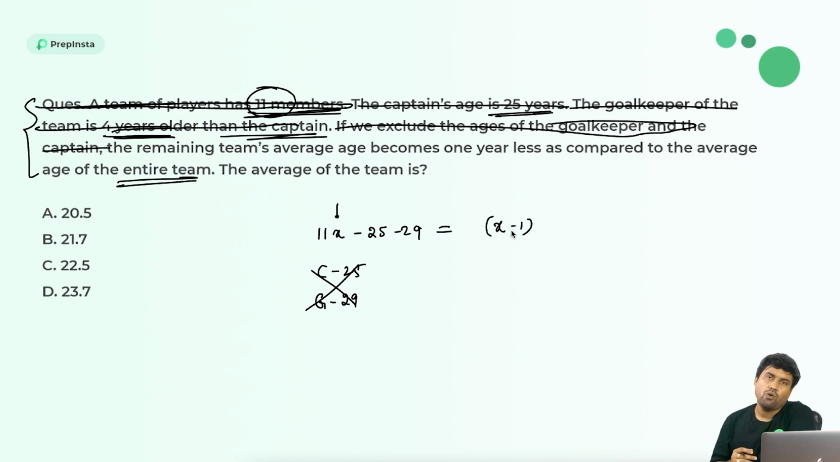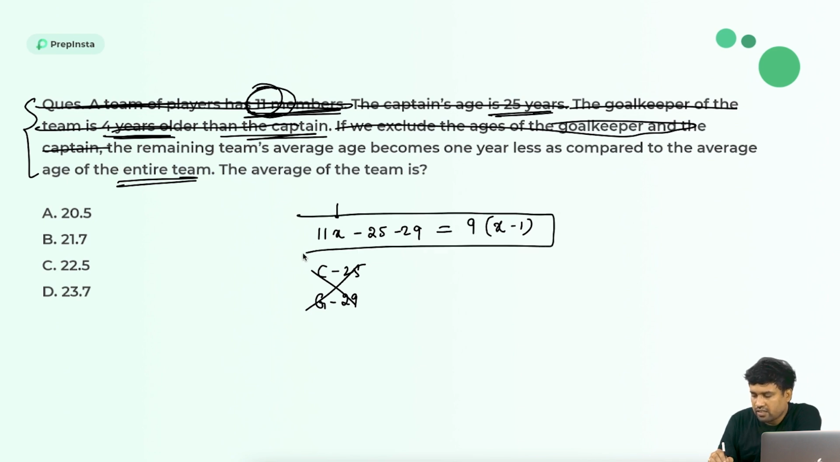Now tell me, what is the total group strength now? Out of 11, already 2 people were excluded, so the remaining team will be 9. So simply they are saying to create this equation: 11x minus 25 minus 29 is equal to 9 into x minus 1. So simplify it: 11x minus 25 minus 29 is equal to 9x minus 9.